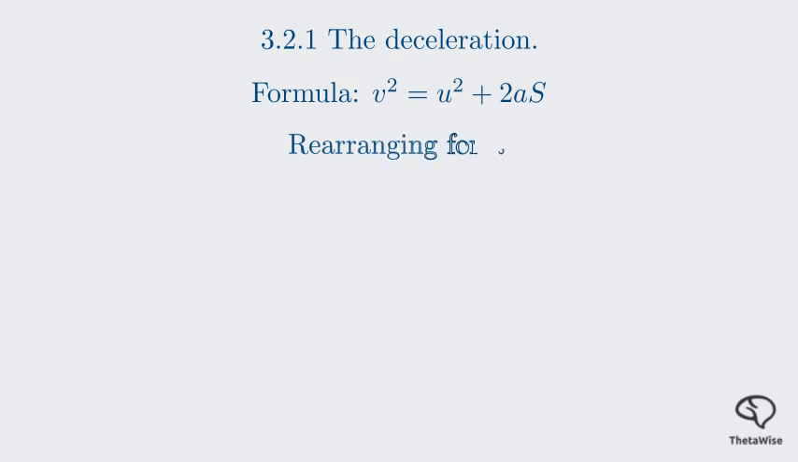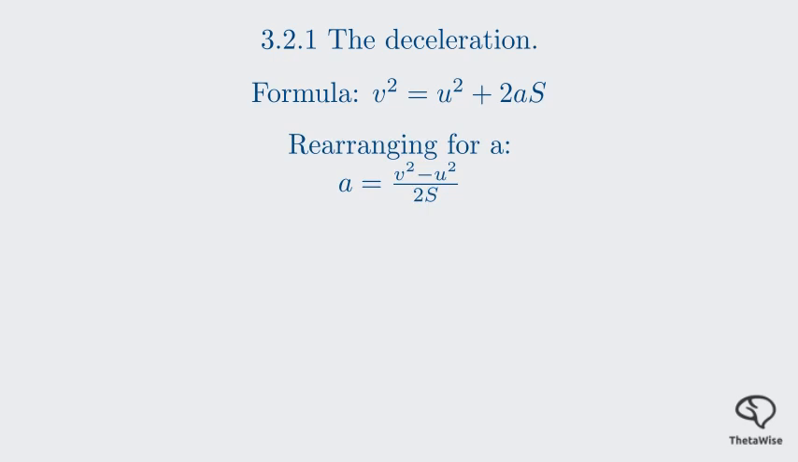Let's calculate the deceleration. To do this, we need a kinematic formula that relates initial velocity, u, final velocity, v, displacement, s, and acceleration, a. Looking at our formula sheet, the perfect fit is v squared equals u squared plus 2as. Our goal is to find a. So we rearrange the formula to make a the subject. We subtract u squared from both sides and then divide by 2s. This gives us a equals v squared minus u squared, all divided by 2s.